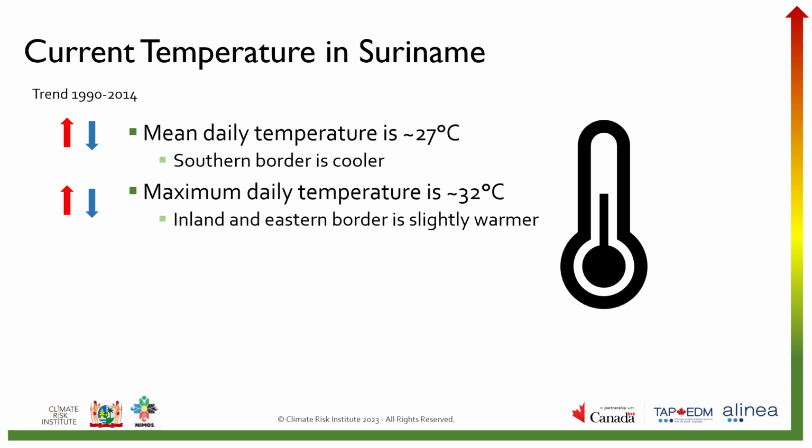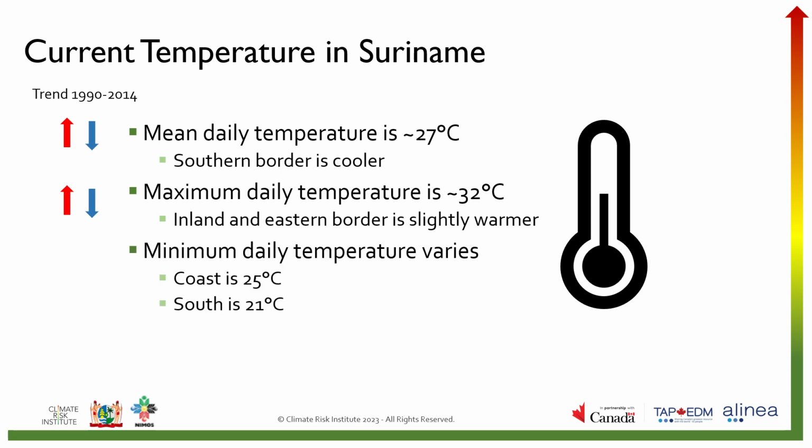And then finally, let's look at the minimum daily temperature. So in a given day, what is the minimum temperature that you could experience? The minimum temperatures actually show a slightly different pattern. They are higher in the coastal region, around 25 degrees Celsius, and they are lower in the southern region as you reach higher ground. So they would be about 21 degrees Celsius in the highest point of the country. The trend in minimum daily temperature from 1990 to 2014 shows an increase in all areas.